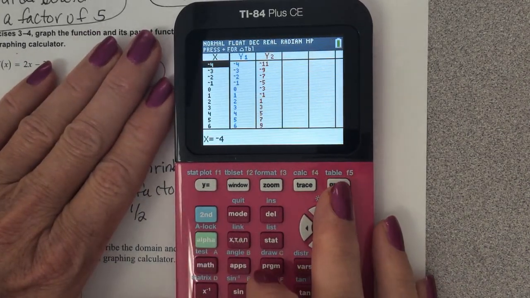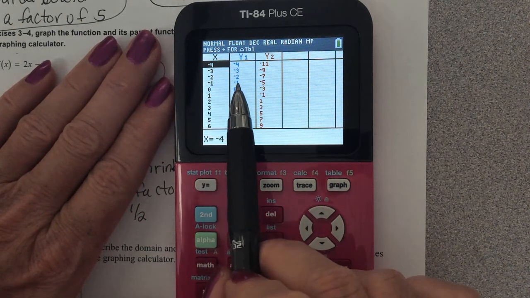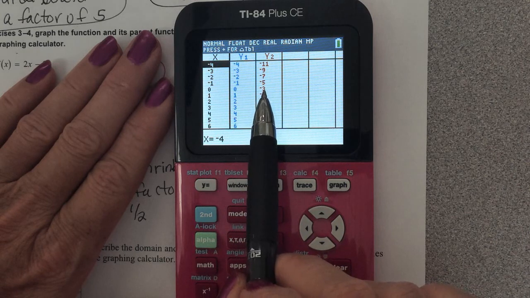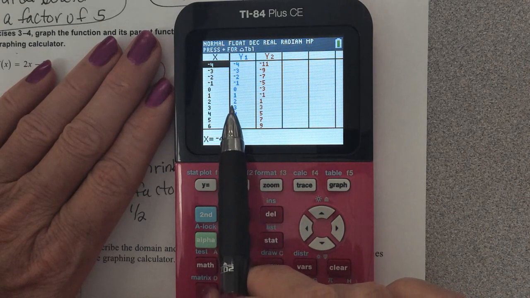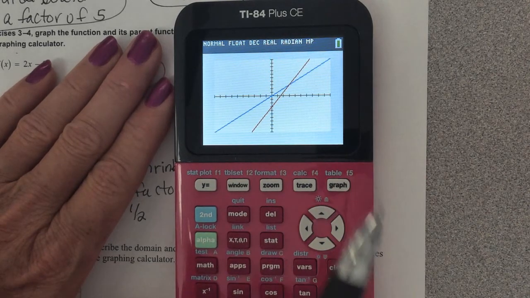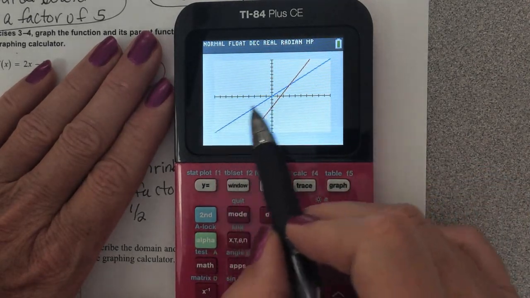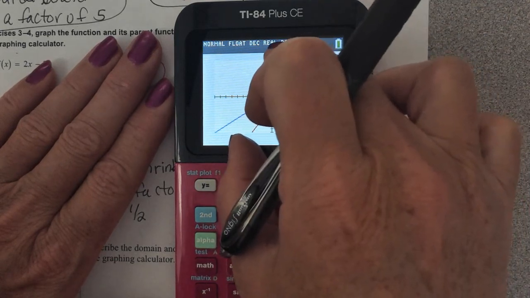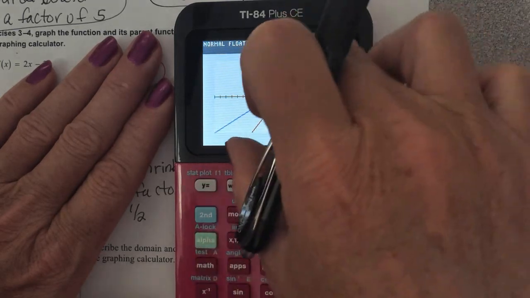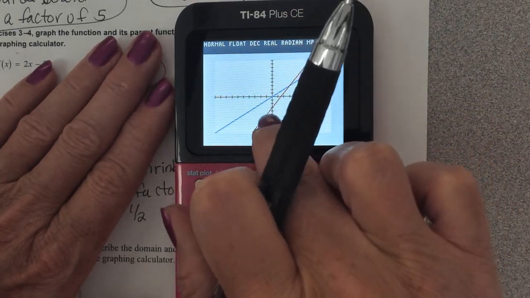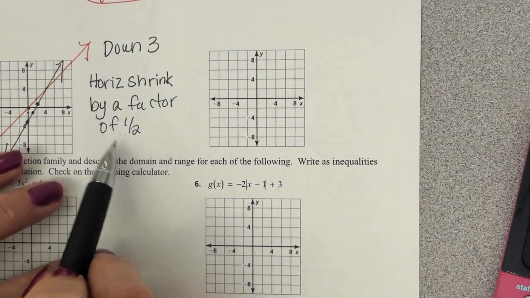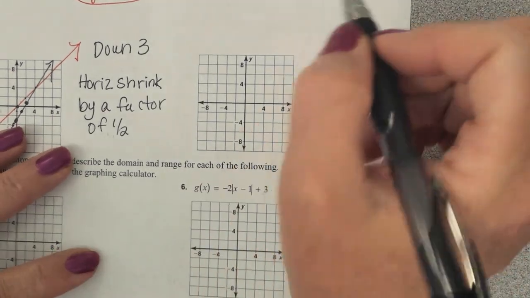Okay, I'm going to go to my table, and can you see how... let me find a good example here. It's kind of hard to tell from the table, but let's look at the actual function. See how this graph right here, if I were to shrink it horizontally by a factor of 1/2, it would go this way more. And that's what this one does. And then it got shifted down 3. This is something that we'll be talking a lot more about, but that's what the result was there.